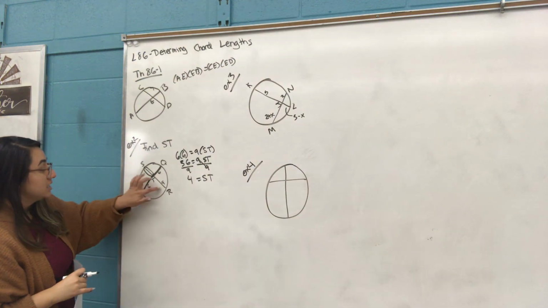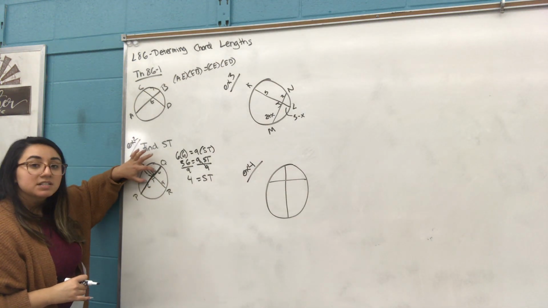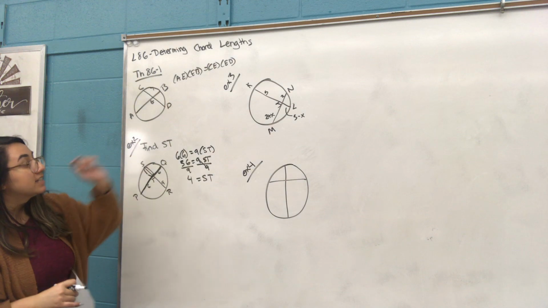You want to check your answer? 9 times 4, 36. 6 times 6, 36. They are equal. Example 3.